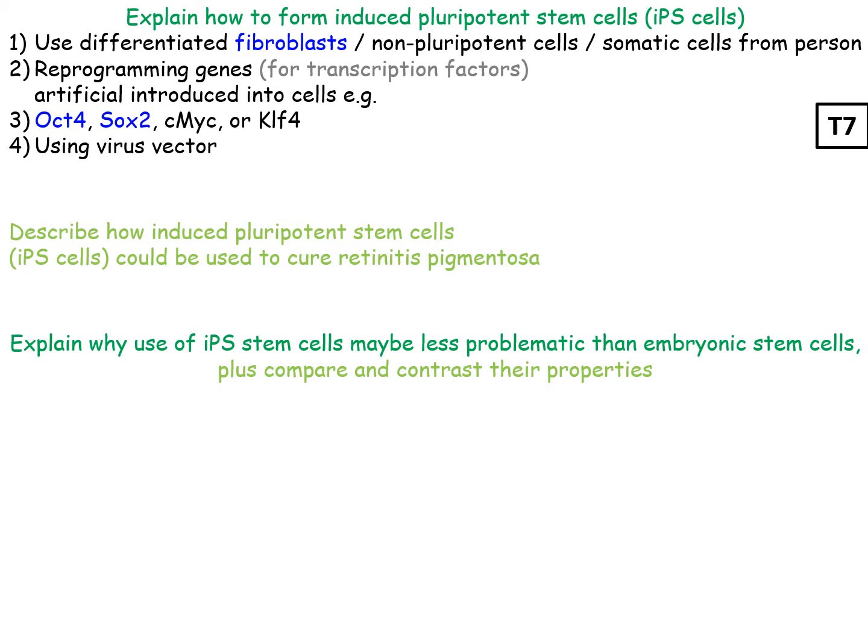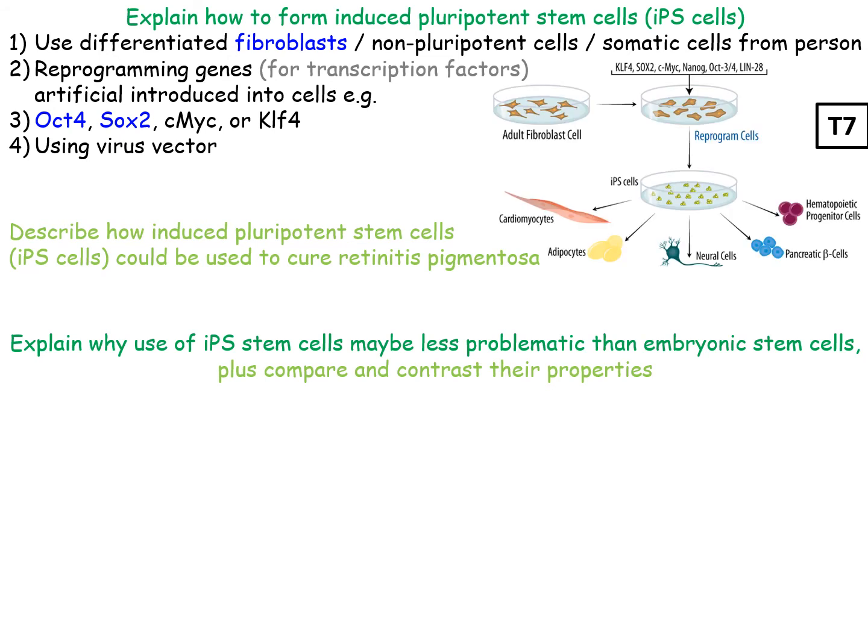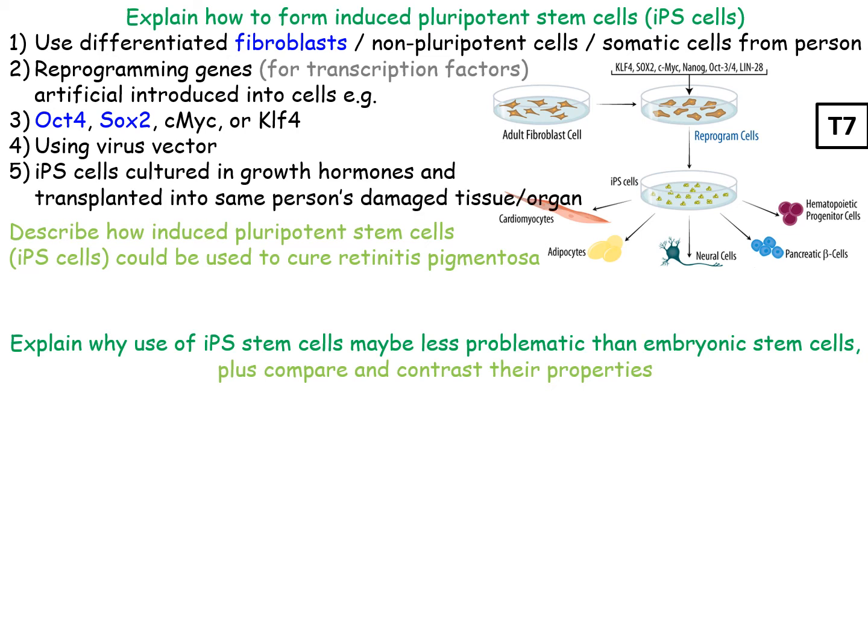And when you artificially introduce them, you'd want to use a virus vector, and then these iPS cells can be cultured in growth hormones, so you can make more of them. And once you've done that, you could then transplant them, in other words, inject them into the person's damaged tissue or organ. So effectively you're replacing those damaged cells, not repairing them.